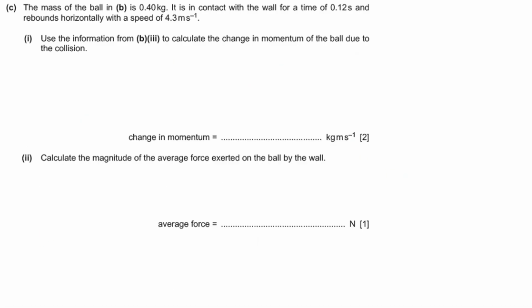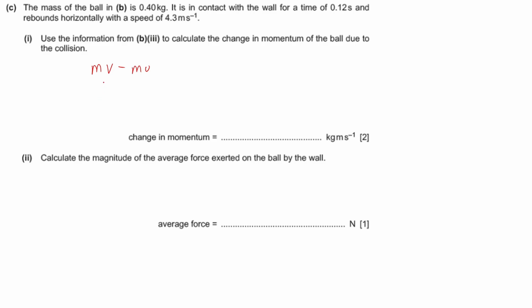C. The mass of the ball is 0.4 kg. It is in contact with the wall for a time of 0.12 seconds and rebounds horizontally with a speed of 4.3 meters per second. Use the information from B to calculate the change in momentum of the ball due to the collision. Okay, so change in momentum is going to be mv minus mu, where v is the final velocity and u is the initial velocity.